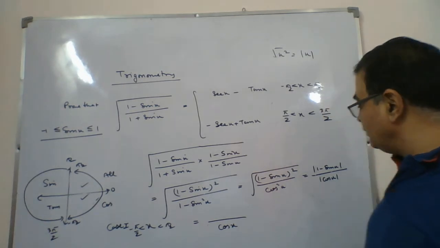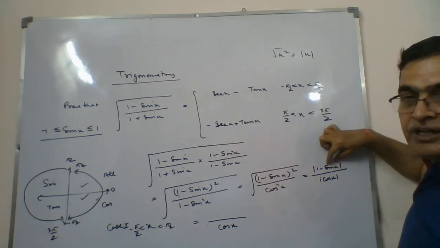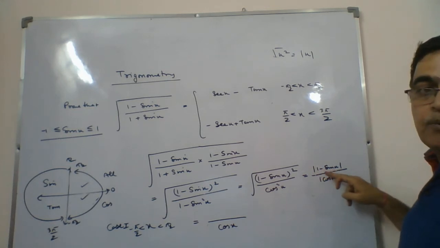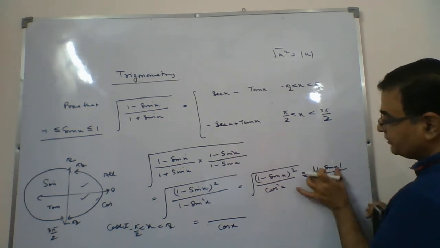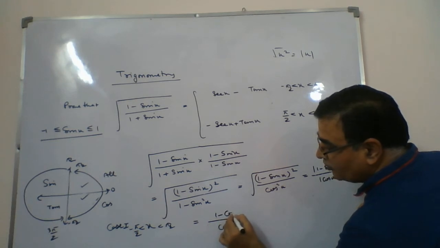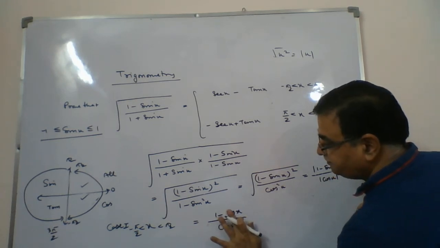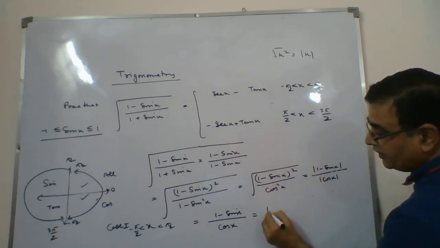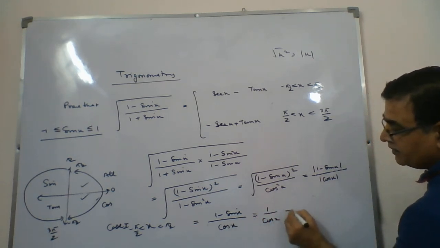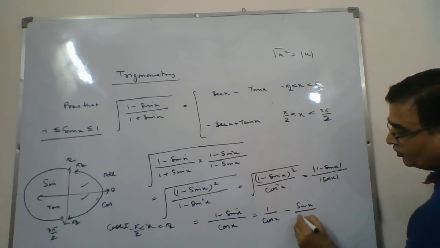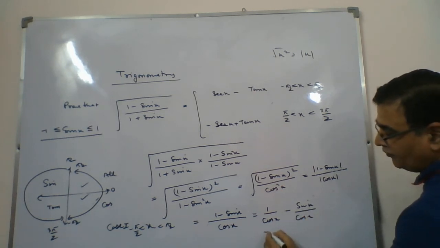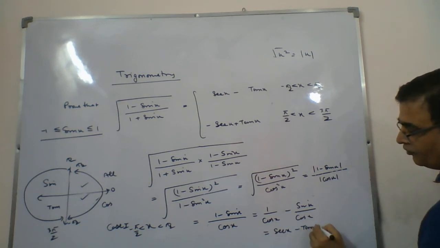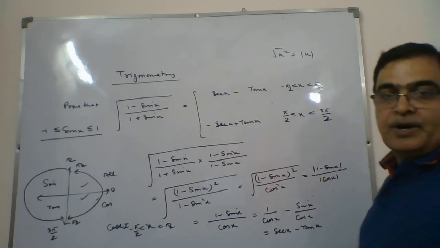So when it is between 1 and minus 1, this quantity cannot exceed 1. If it cannot exceed 1, this quantity never comes out negative. So it is also positive, and we write (1 minus sin x) over cos x. Now when you solve it, it will come 1 by cos x minus sin x by cos x, which is sec x minus tan x. This is the first part you will be having.